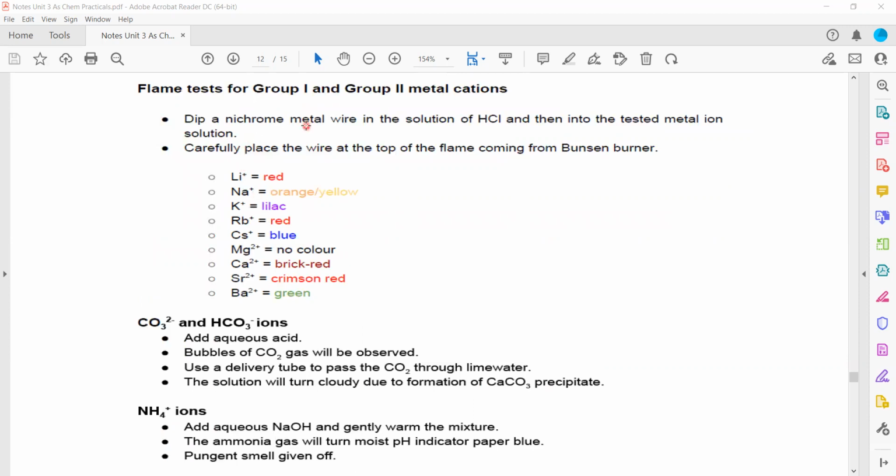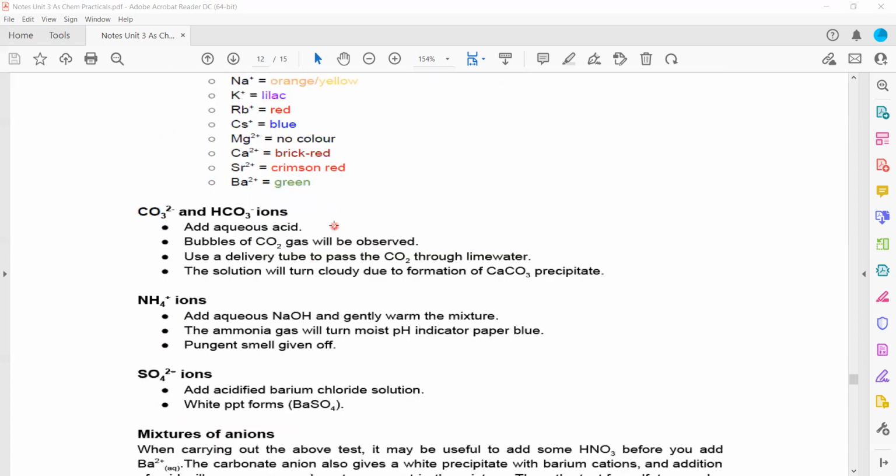First we dip a nichrome wire in a solution of concentrated HCl, and then into the tested metal ion solution, and carefully place the wire on the top of the flame. If it is red, it will be lithium; orange or yellow, sodium; lilac, potassium; red, rubidium; blue, cesium. Magnesium does not give a color because the energy emitted is not in the visible range. Calcium is brick red, strontium is crimson red, and barium is green.